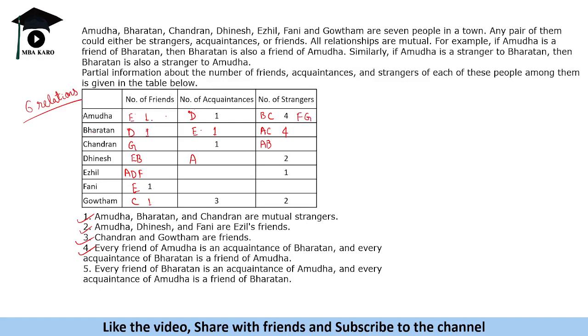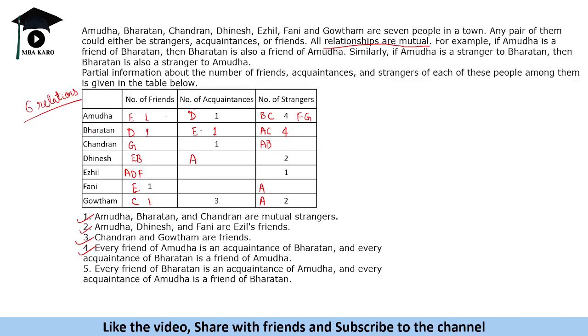F and G are strangers. So in F and G, we will fill Amudha as the stranger because these relationships are mutual. So if they are strangers to Amudha, Amudha will be a stranger to them. So this is how we have to complete the table step by step. So we will fill the same information for other persons as well.